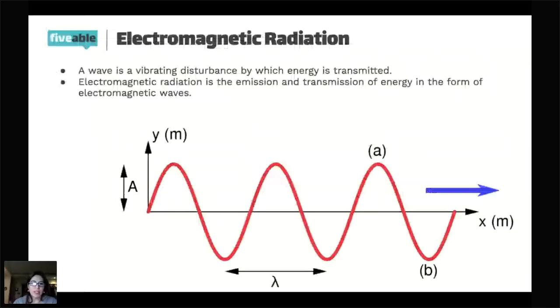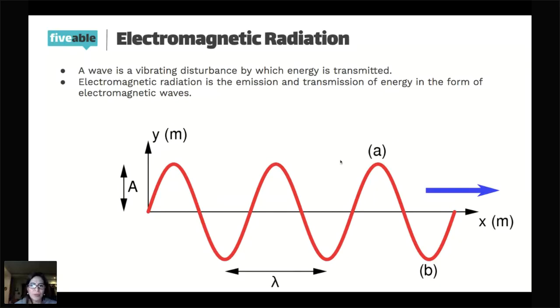So just a quick review of what a wave is. A wave is any vibrating disturbance in which energy is transmitted. And we have electromagnetic radiation, the emission and transmission of energy in the form of electromagnetic waves.